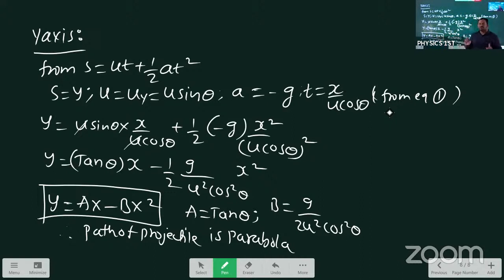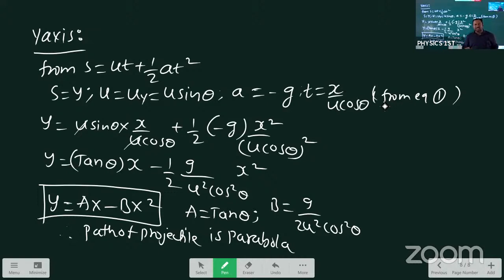About this minus: we get minus because the body is moving opposite to the ground, a equals minus g, for the sin component. When the body moves toward the ground, a equals plus g. So the path of the projectile is a parabola.